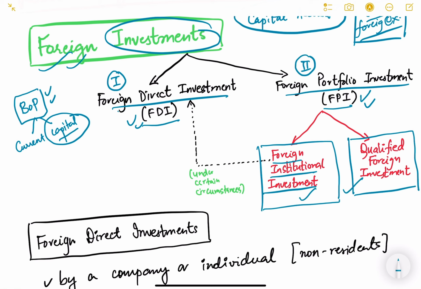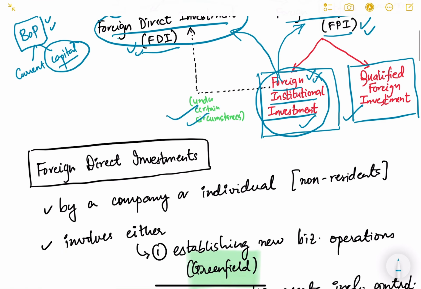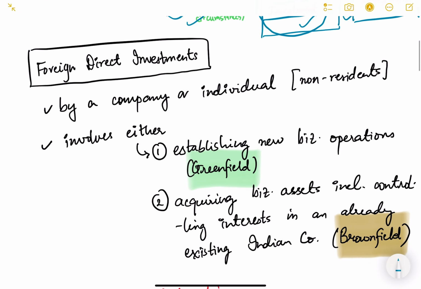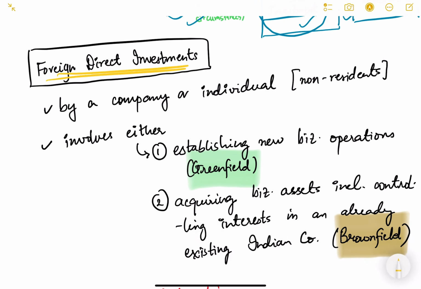One more thing, keep this in mind: foreign institutional investments can also be foreign direct investment under certain circumstances. So foreign institutional investments are not always only FPI, they can also be FDI. When it will happen, we will see in detail. Don't worry about it, you will completely understand how it happens. In this particular video, our focus will majorly be on the topic of FDI, foreign direct investment.